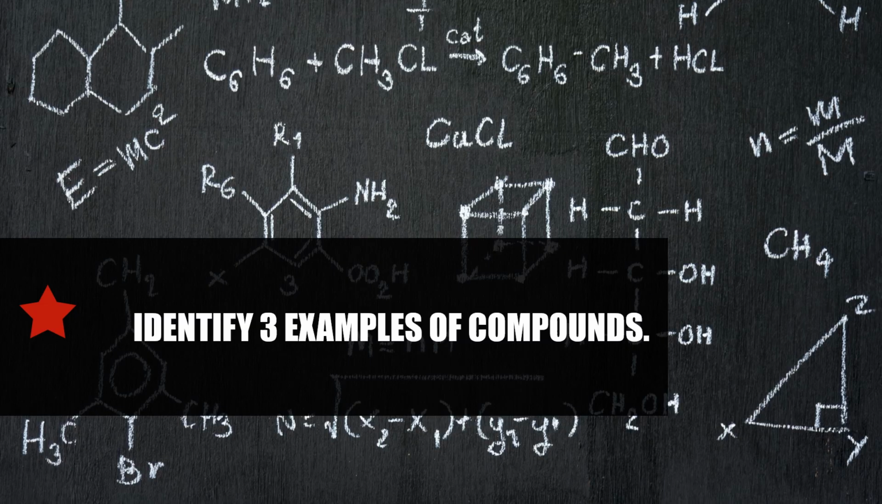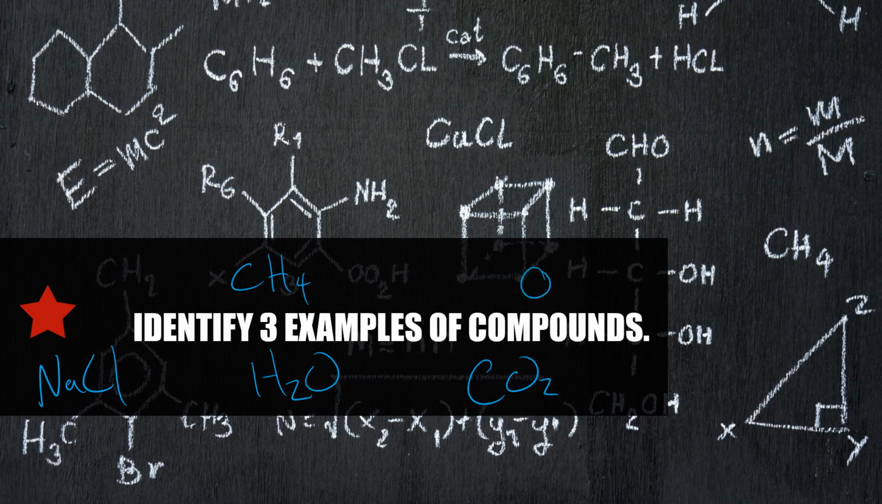3 examples of compounds. Well, we have sodium chloride, which is table salt. We have dihydrogen monoxide, which is water. We have carbon dioxide, which is the gas you breathe. We also have methane gas, which is present on any planet that has life. Those are just some great examples of these different compounds that you're around all the time. But guess what? Oxygen gas, not a compound because it's only one element.